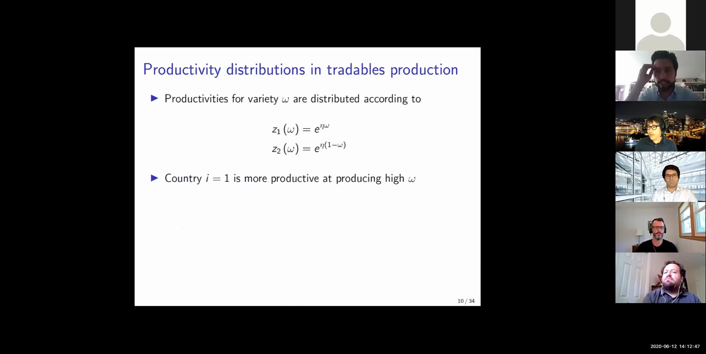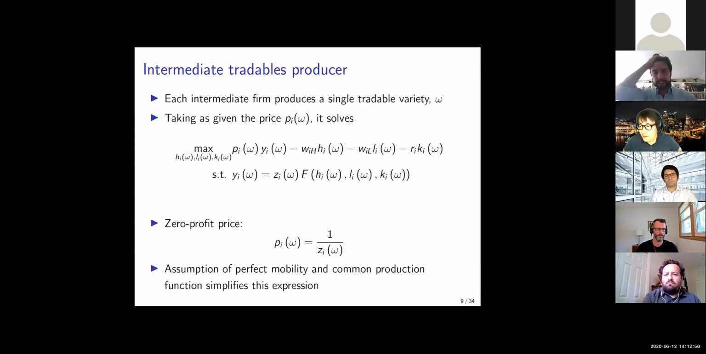Excuse me, sorry, I have a question. So you were normalizing the price of the non-tradable? Yes, the non-tradable good in country 1. It's going to be the global numeraire. That will be the global numeraire. Okay. Thank you.